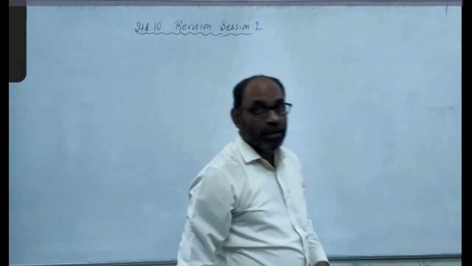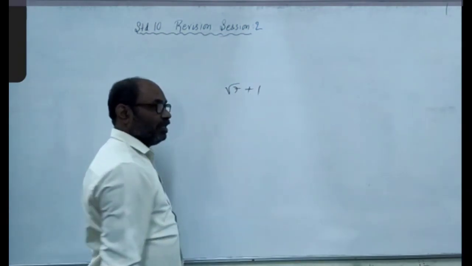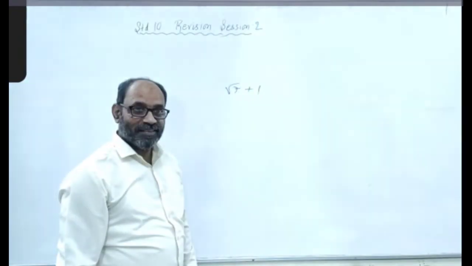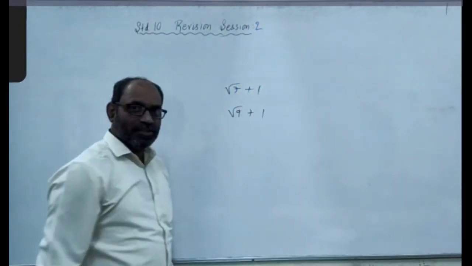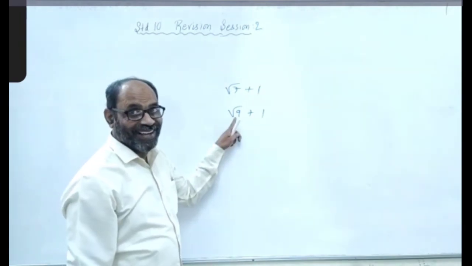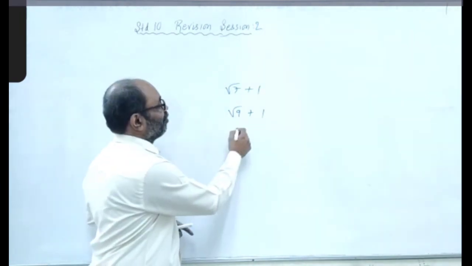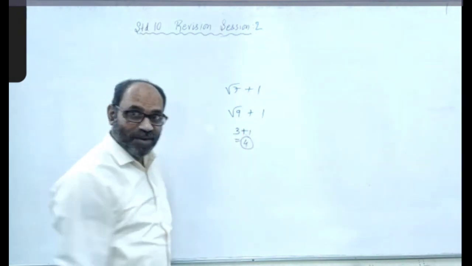Yes. Children, rational number root 7 plus 1. Is it rational or irrational? Irrational. Root 9 plus 1. Rational or irrational? Because 9 is perfect square. So यहाँ तो 9, square root of 9 is 3, 3 plus 1, और ये बन गया 4. So this is rational number.